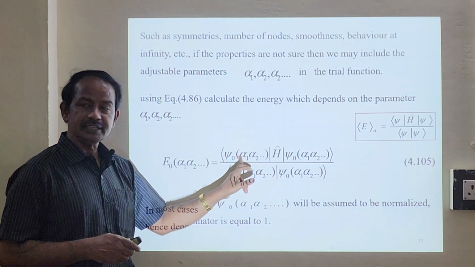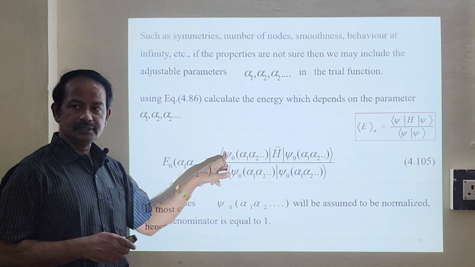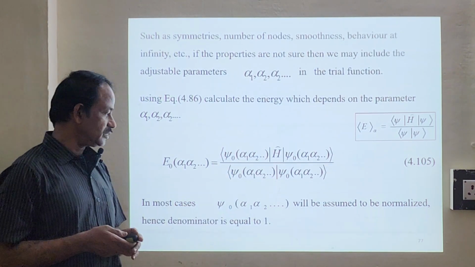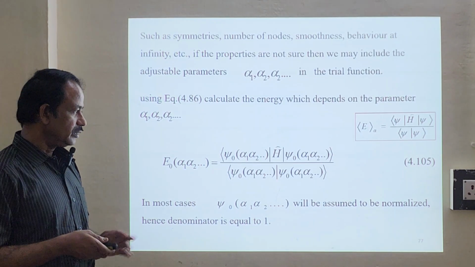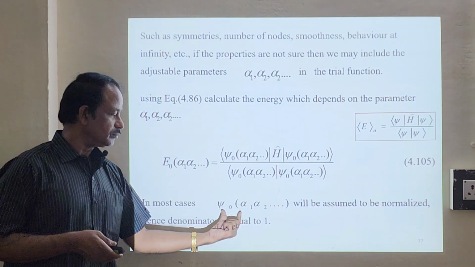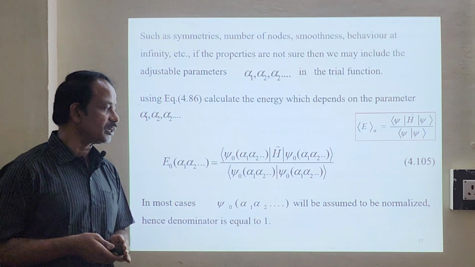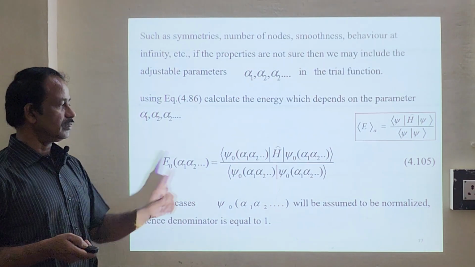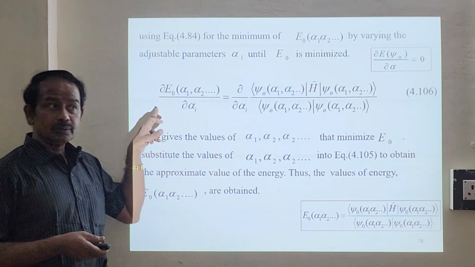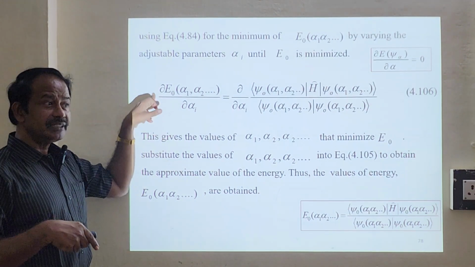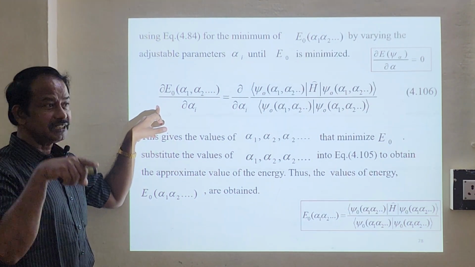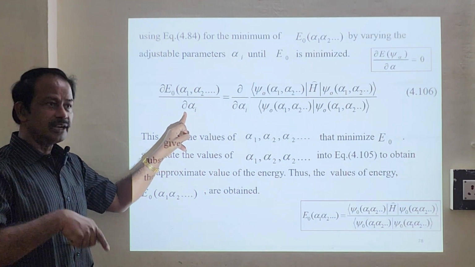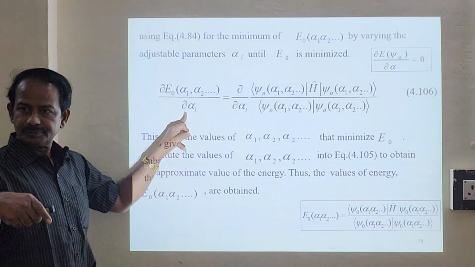The Hamiltonian is sandwiched between the wave function and its complex conjugate, divided by the normalization condition. In most cases, psi naught, which depends on many variation parameters, will be assumed to be normalized. Hence the denominator is equal to 1. Always this will be equal to 1. Then what is the next step? We are going to minimize the Hamiltonian and thereby the energy, with respect to alpha 1, alpha 2, alpha 3 and so on.